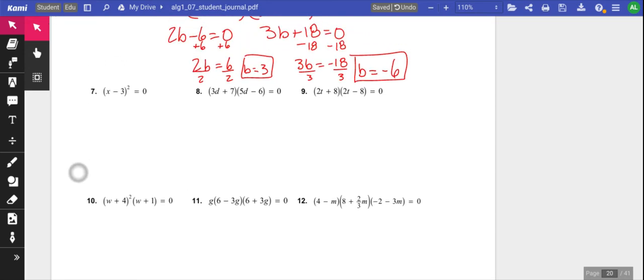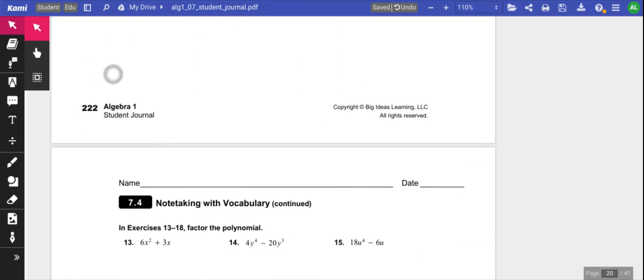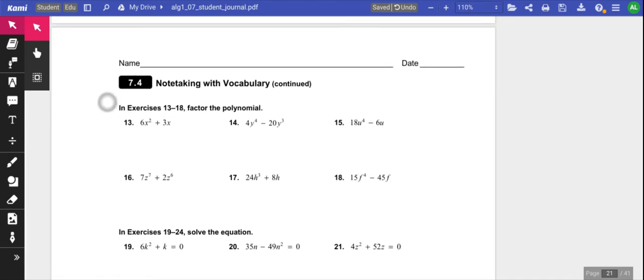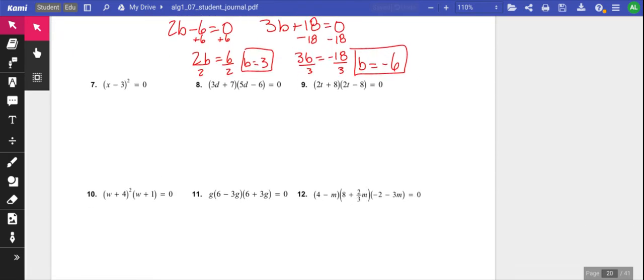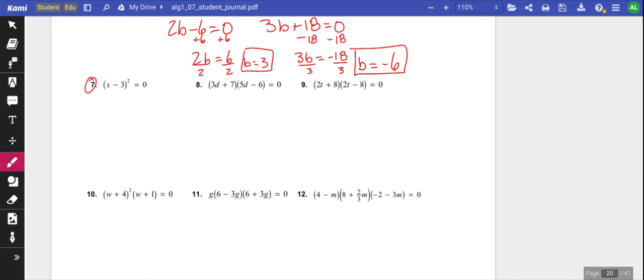All right, I want to do 2 more. I'm just going to give you guys a ton of examples, and then a sneak preview for tomorrow: we're going to actually have to factor before we can do this step. So let's start with number 7. I'm going to do a repeated root one. So x minus 3 squared equal to 0.